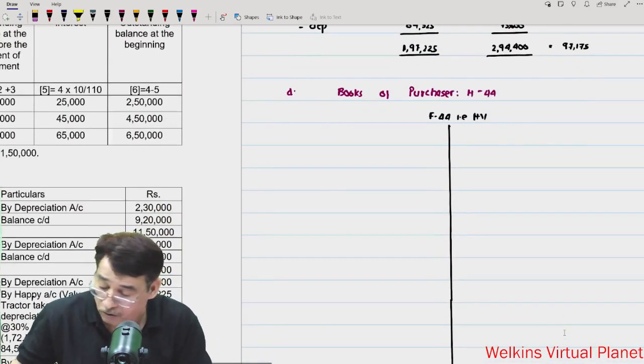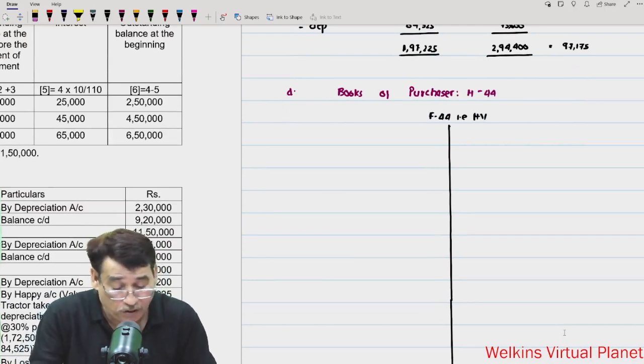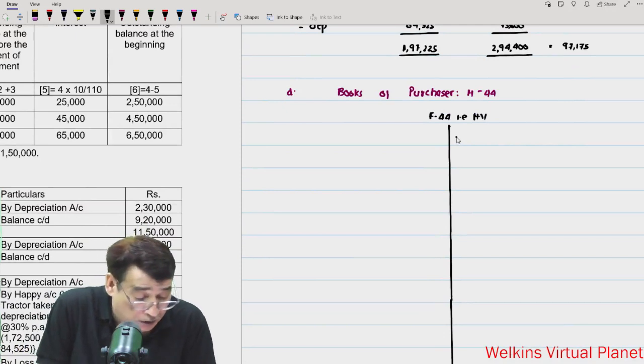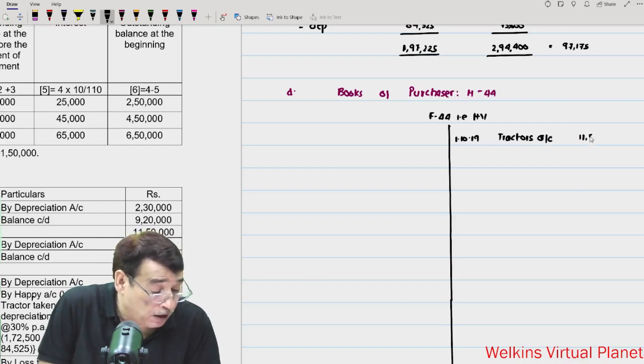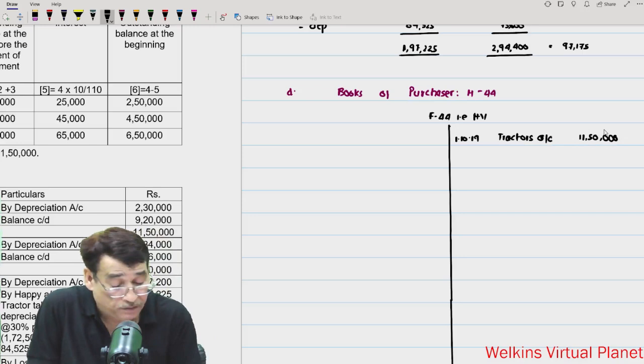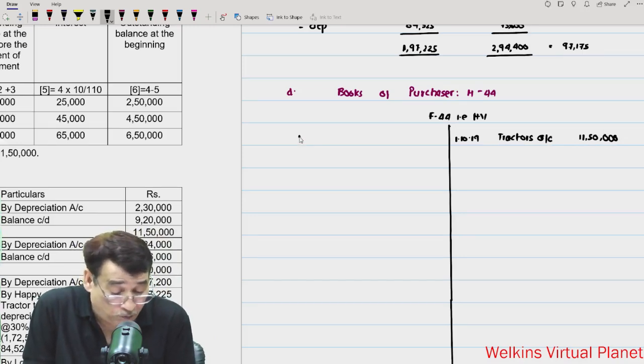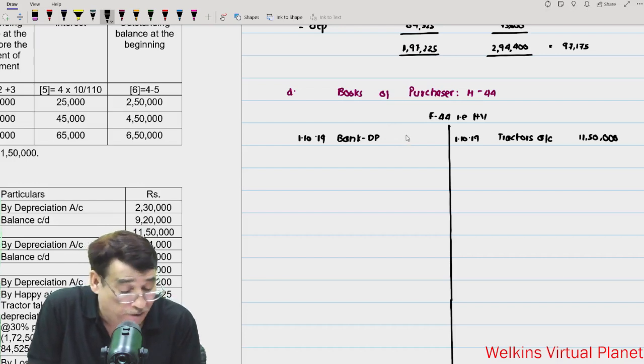In order to prepare this particular account, what we are supposed to do? First of all, I will write the date, that is 1-10-2019, and on 1-10-2019, we bought tractors, correct? Tractors or trucks, whatever it is. Two tractors for 11,50,000 cash price, which is basically the cost price for purchase. On 1-10-2019, obviously, I'm going to pay the down payment. The amount of down payment, as we saw earlier, was 5 lakh. So 5 lakh is your down payment.